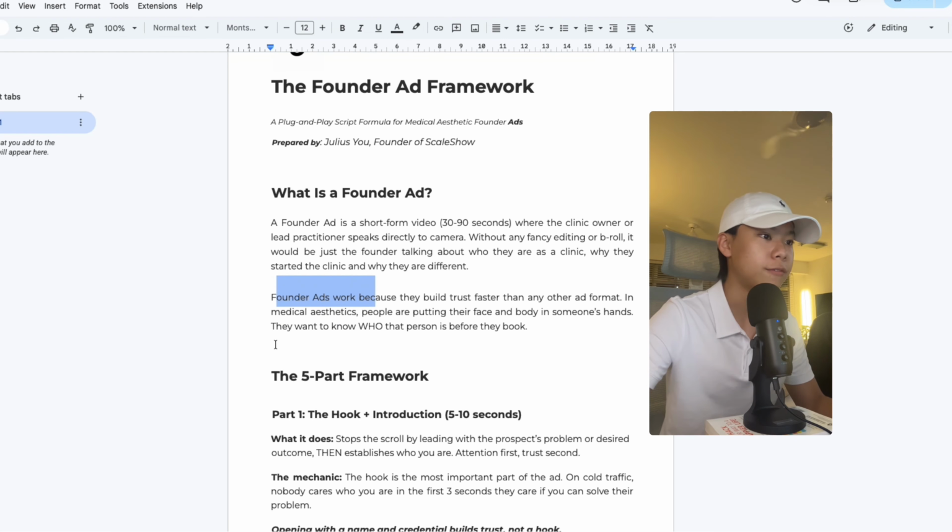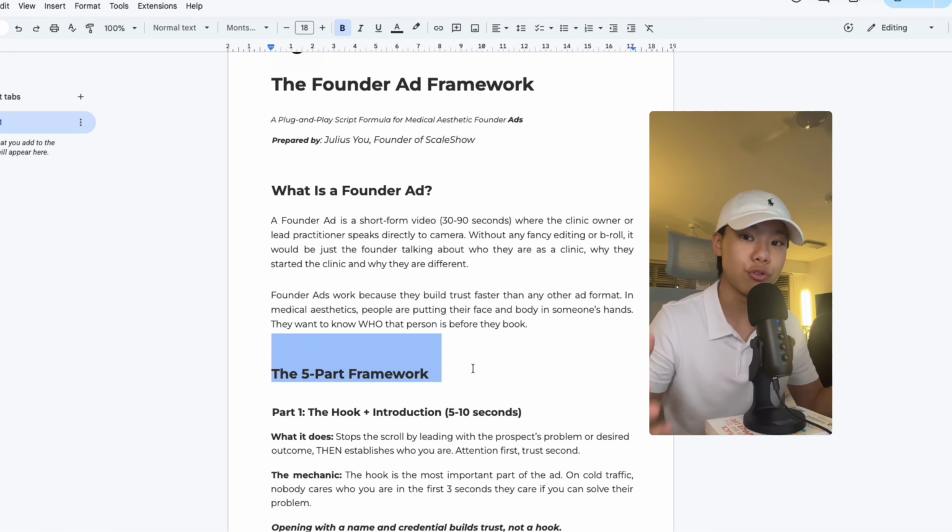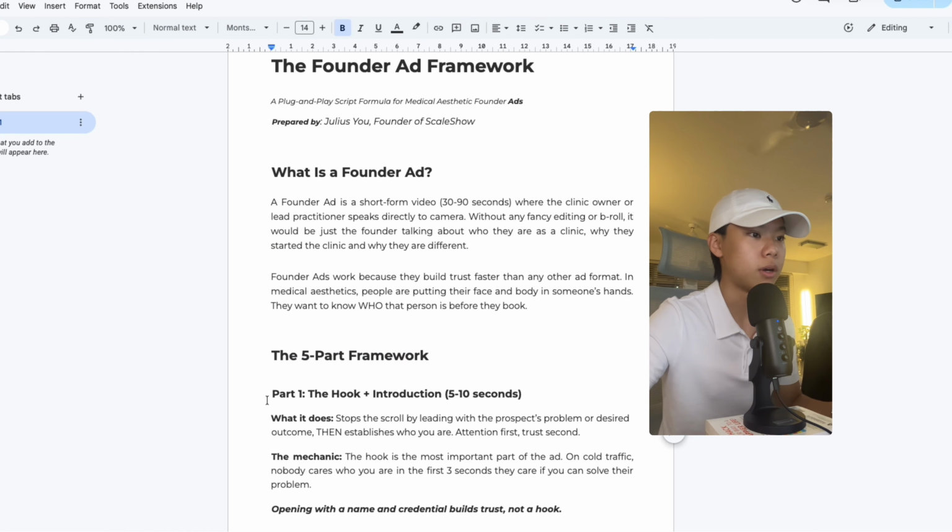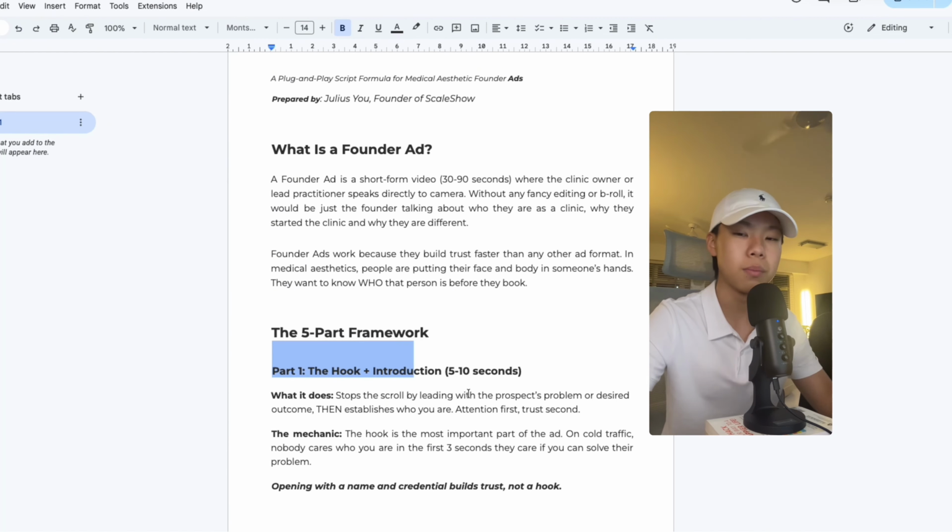Now let's go over the 5-part framework for you to actually create a very successful founder ad. First, part 1, the hook and introduction. This will be the first 5 to 10 seconds of the video. What it does is really stop the scroll by leading with the prospect's problem or the desired outcome. Then you establish who you are: attention first, trust second.